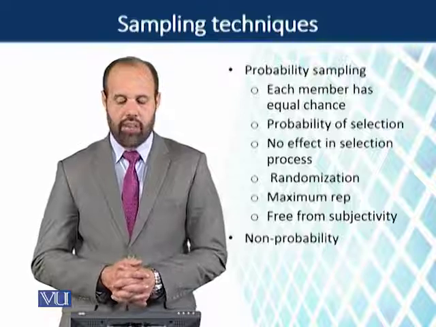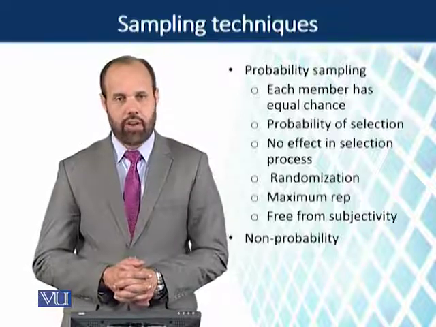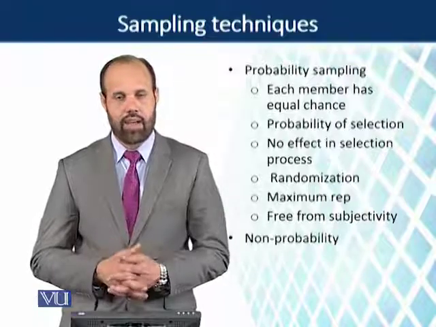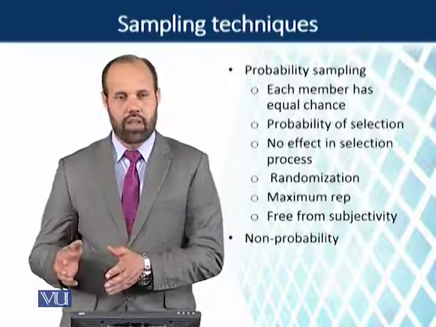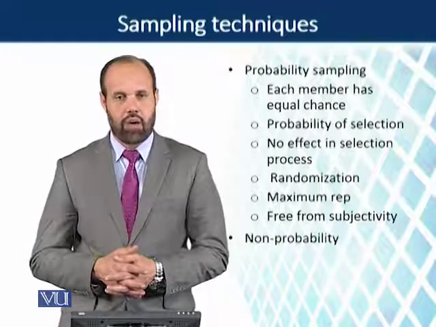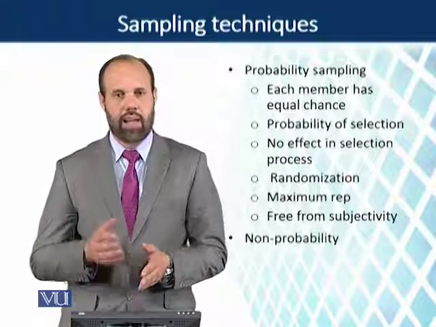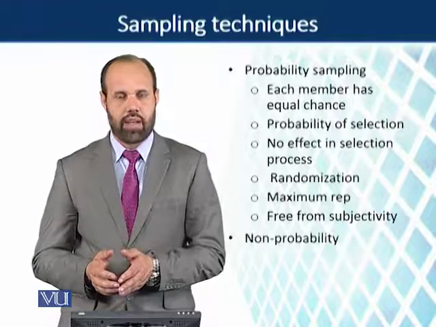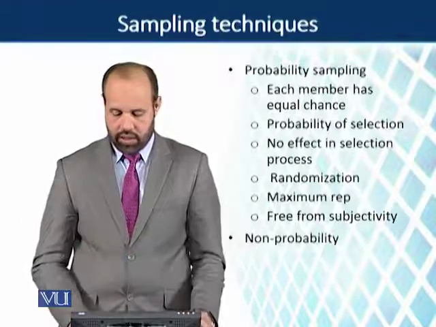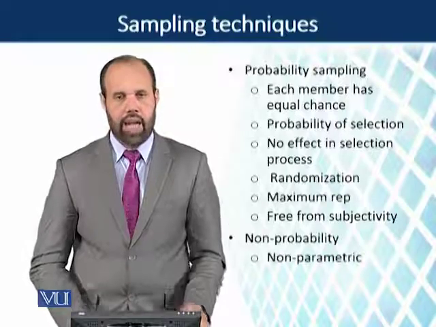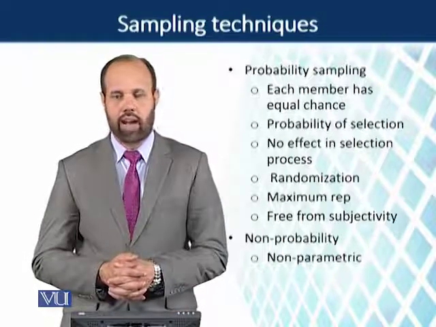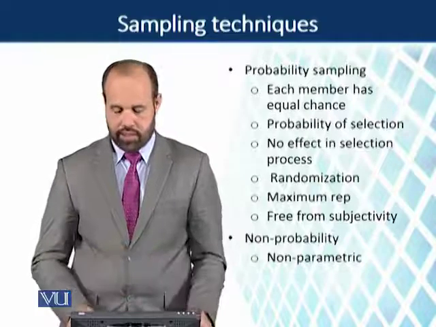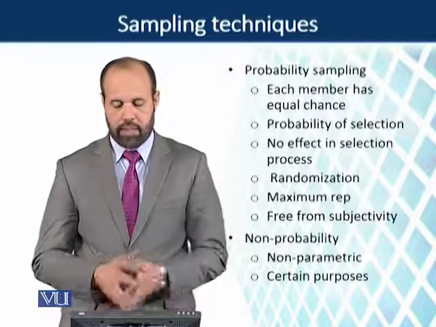On the other hand, we have non-probability sampling. Non-probability sampling is used as a technique. There are different ways of non-probability sampling, which are applied in some particular cases, right? In certain cases when we need non-probability sampling, and non-probability sampling is based on non-parametric sampling, right? So that's another term which is used for non-probability sampling.